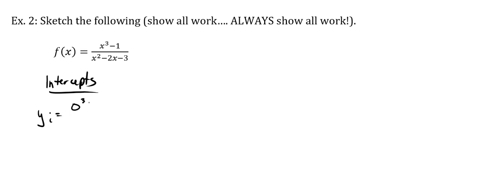So 0 cubed minus 1 over 0 squared minus 2 times 0 minus 3. That gives me positive 1/3. That's an easy one again, so you may not have to rewrite it as a decimal, but there it is, 0 point. That's not supposed to look like less than or equal to. I don't know what happened there.